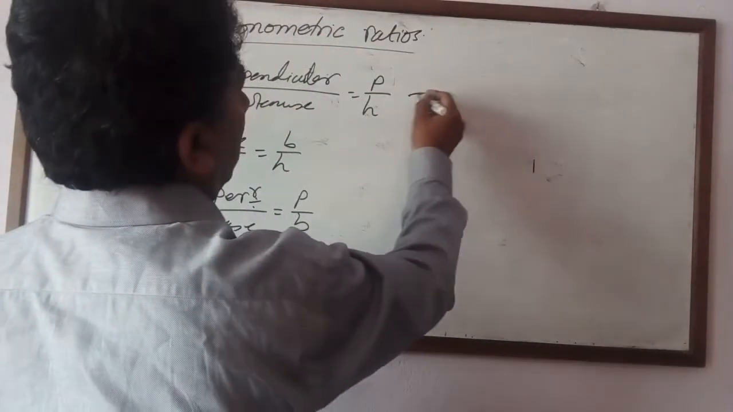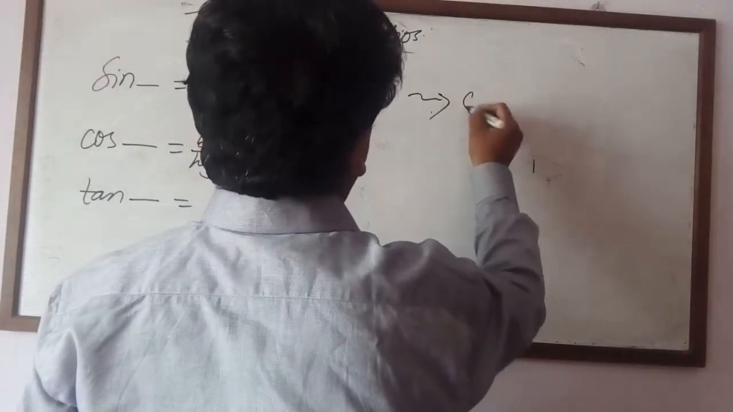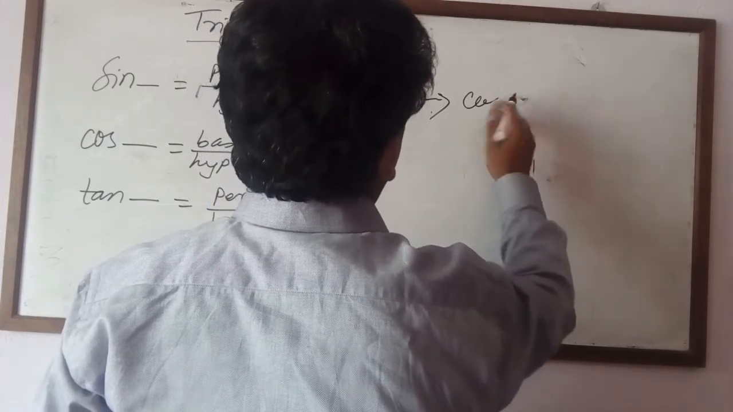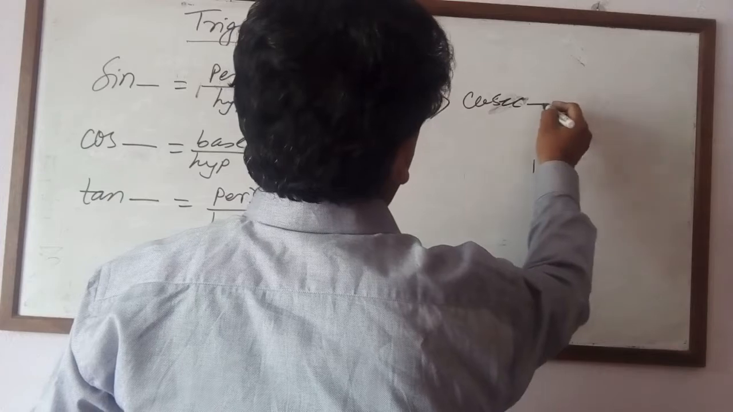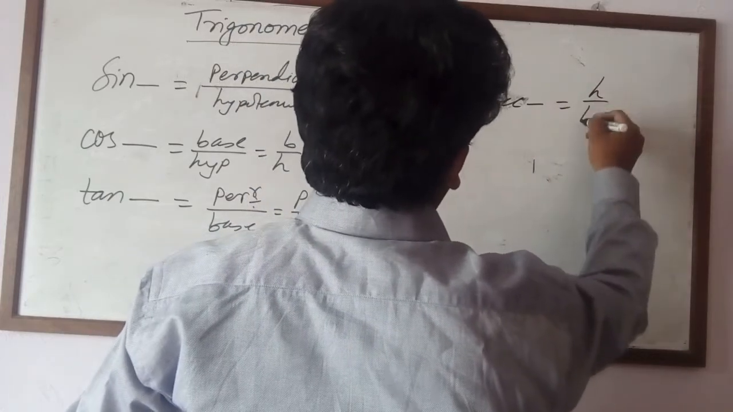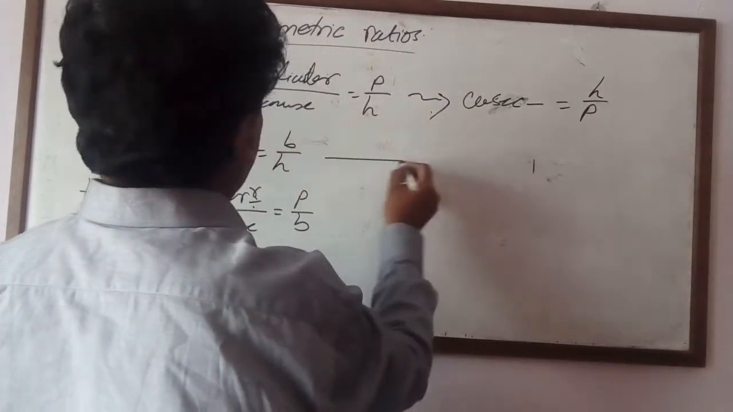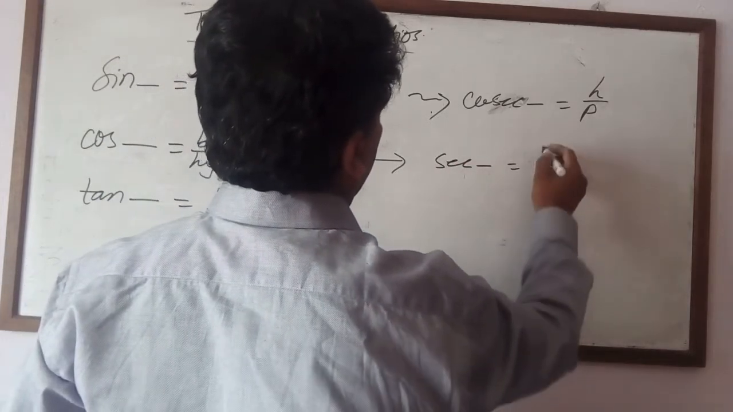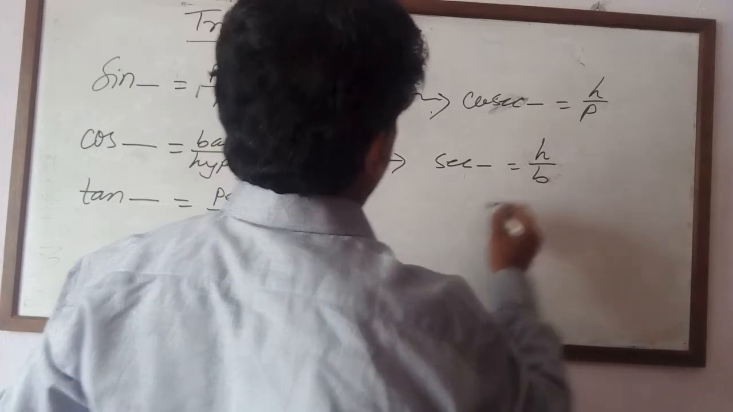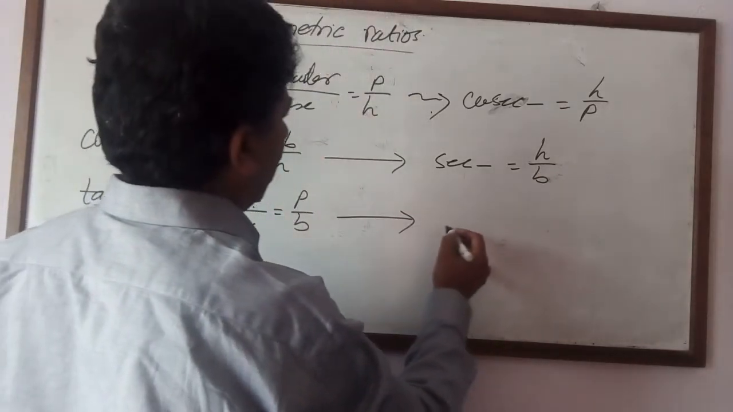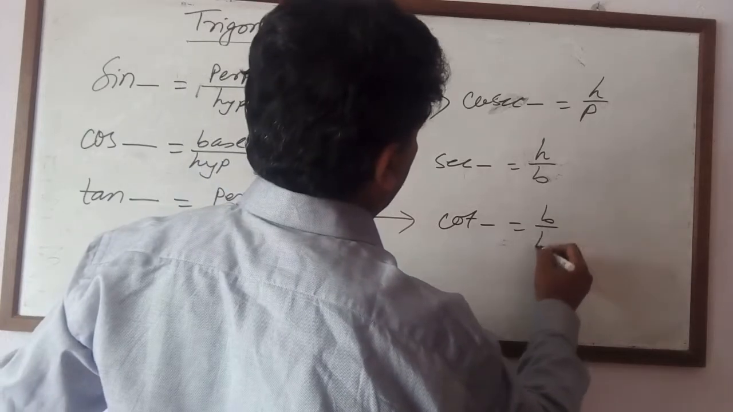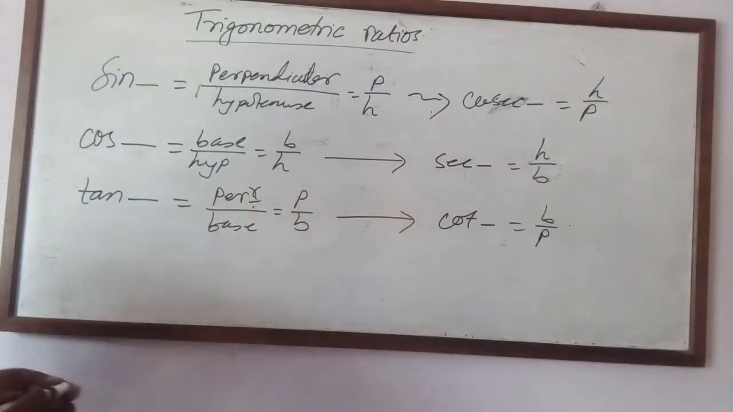The opposite of sine is cosec, H by P, and the opposite of cos is sec, H by B, and the opposite of tan is cot, B by P.